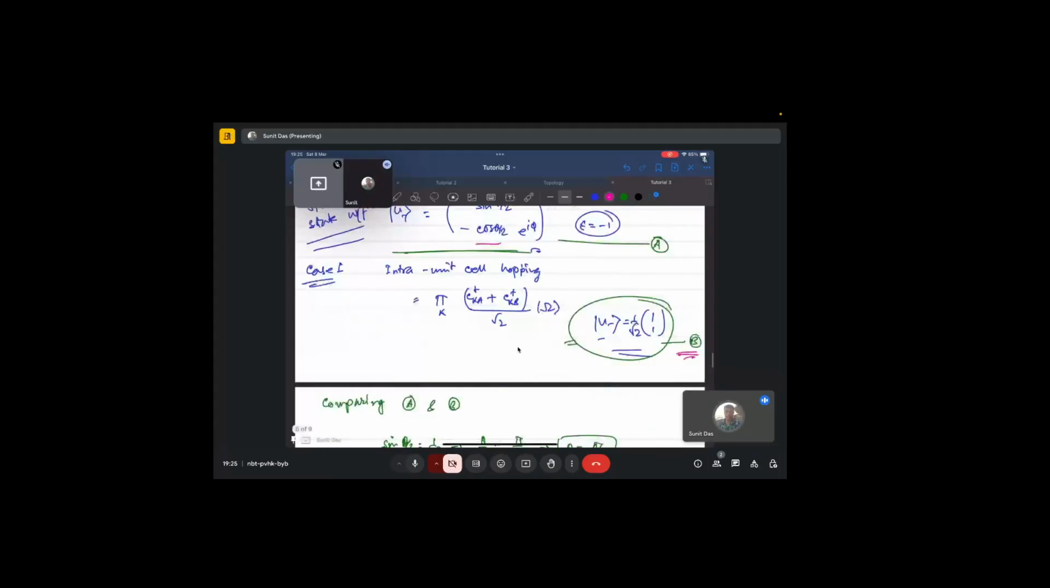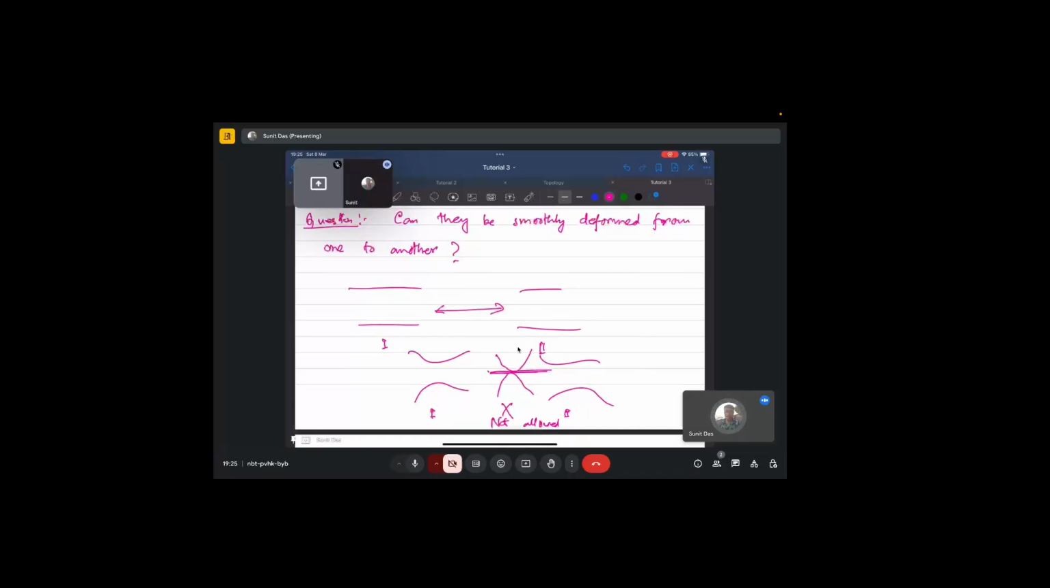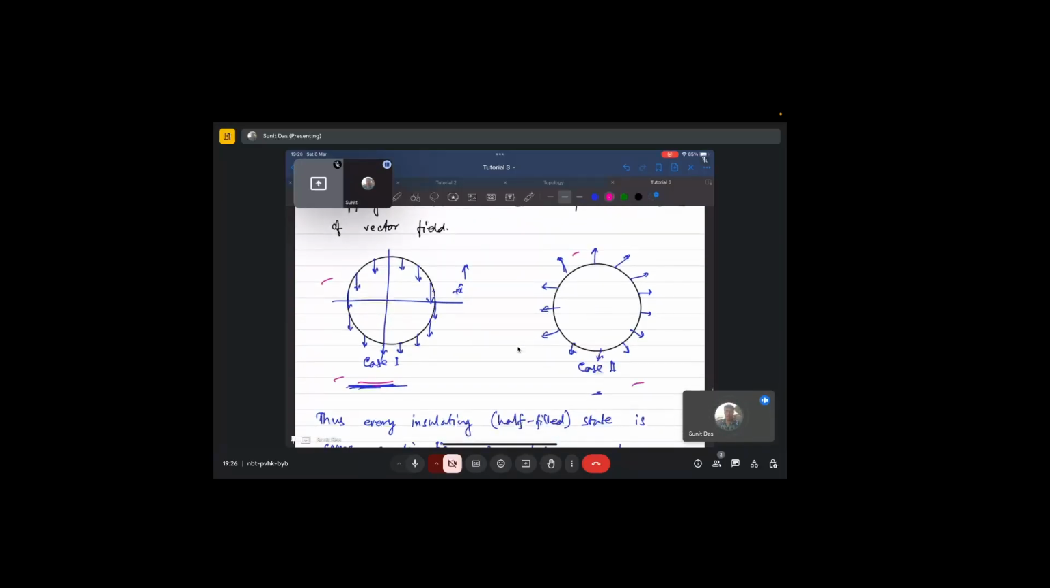So that is why our point is, can they be smoothly deformed from one to another? I mean, can I go from case 1 to case 2 without any gap closing, because if the gap closes in some in-between states, the whole formulation is not valid, right. I am arranging the vectors and seeing that for case 1 and case 2 the vectors are arranged in a completely different manner and so on. So I am trying to go from case 1 to case 2, and at some point if the gap closing happens, the whole framework just breaks down.